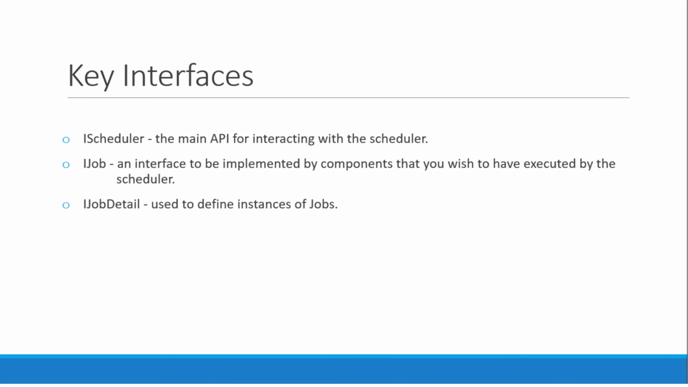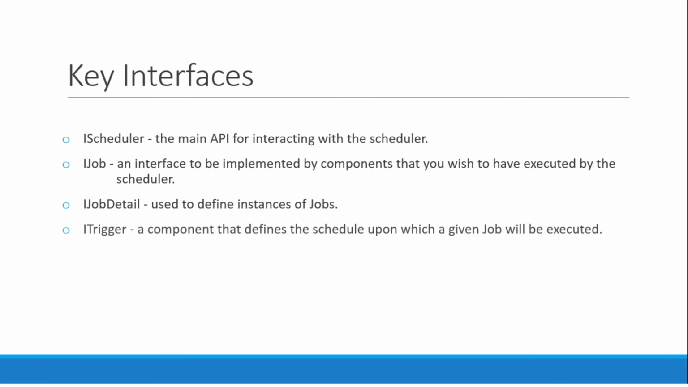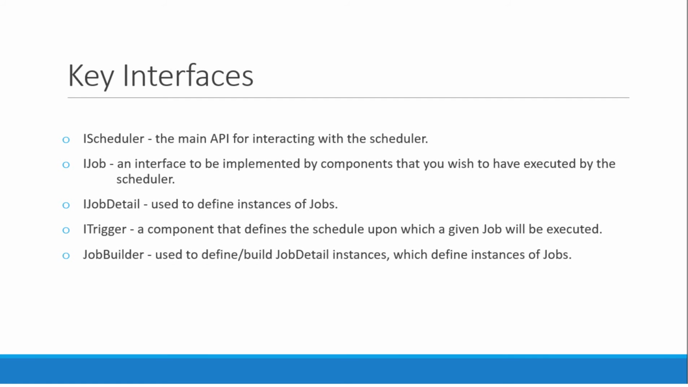And then we have the IJobDetail interface. This is used to define instances of jobs. You will see this at the demo. And also we have another interface called ITrigger. Just like the IJob, ITrigger is for triggers. So you can build triggers using this. And then we have a class called JobBuilder. The jobs we define using the IJob interface, we can build them and assign them to a job detail instance using this JobBuilder class, and also the same thing in TriggerBuilder. This is where we actually build the triggers. If we know these interfaces, you're good to go with Quartz and do some implementation.